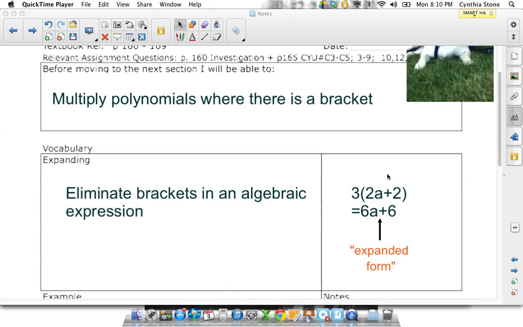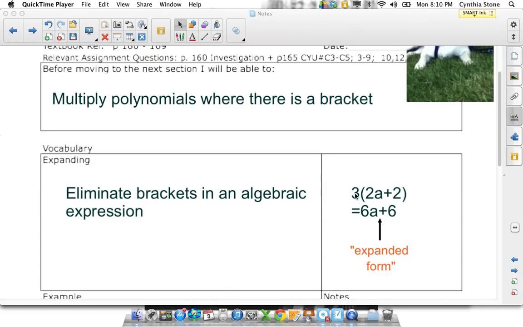This example right here tells you what our goal is, and really it's to get rid of brackets. If you have a bracket, how can we get rid of the brackets? It's called expanding. In the grade 10 course, you'll actually learn to do the opposite, going from something that looks like this, an expanded form, and you make it into what we call a factored form. Factoring is a grade 10 skill. But in grade 9, it's the other way around.